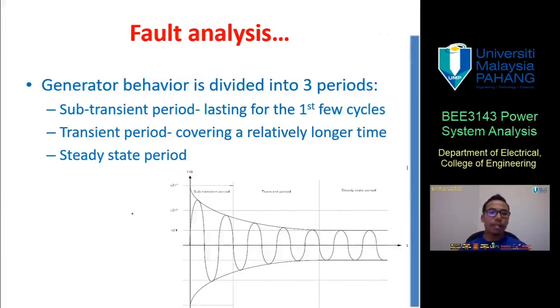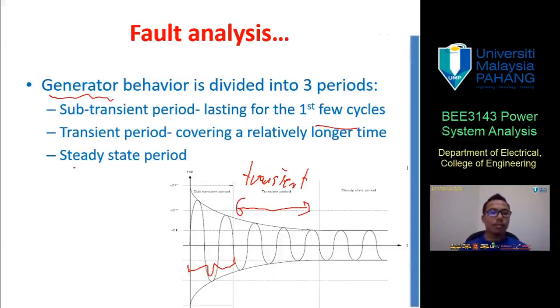Okay. So the generator behavior is divided into 3 periods. This is the behavior of the generator. The first is the subtransient period, which is not stable yet. Very abrupt change, lasting for the first few cycles. And then the transient period is this period. The font is very small, so I write with my bad handwriting. The transient period covers a relatively longer time.